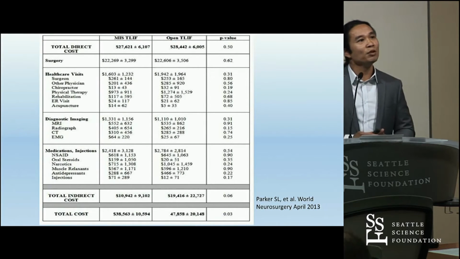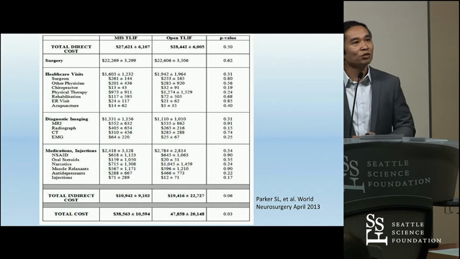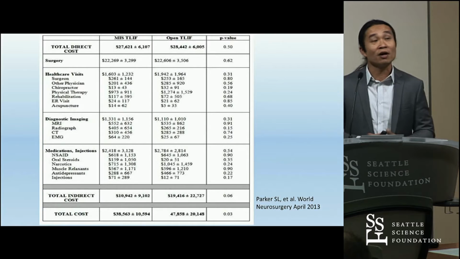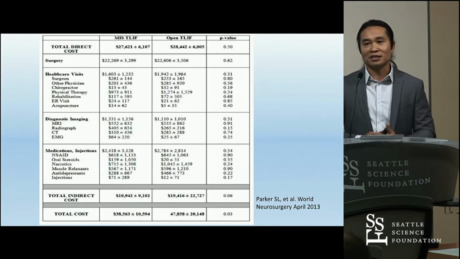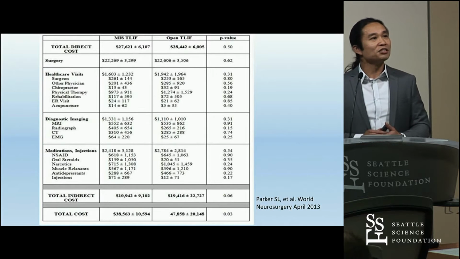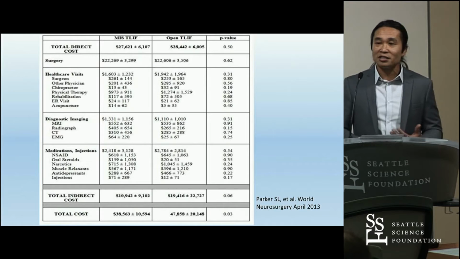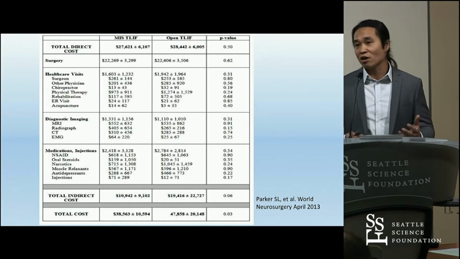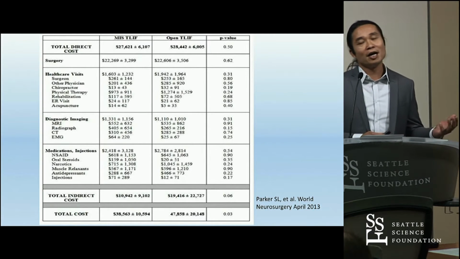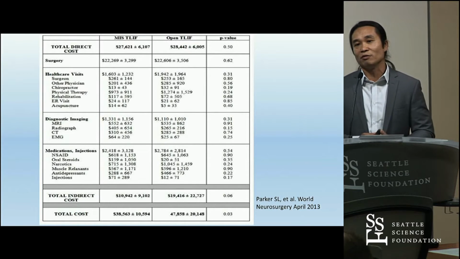This is a group out of Vanderbilt, published in World Neurosurgery in 2013, talking about the direct and indirect costs of open versus MIS techniques. You can see that at the very bottom, the total cost of an MIS T-lift is significantly different than an open T-lift. And above that, the indirect costs are things like postoperative narcotics and postoperative physical therapy and rehab visits.